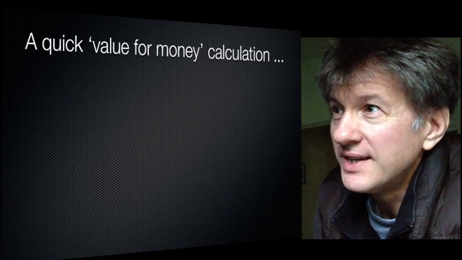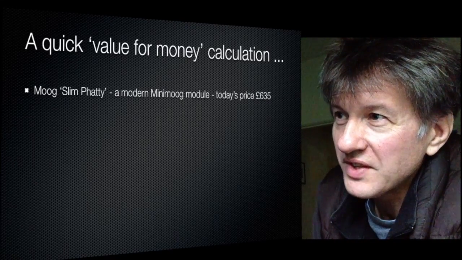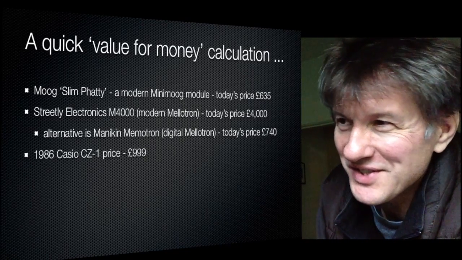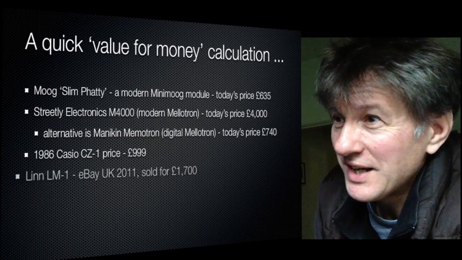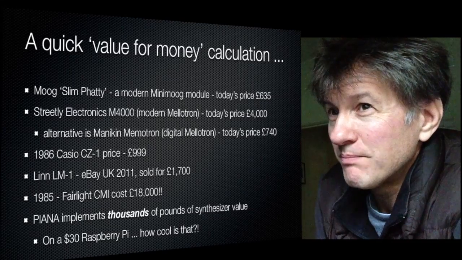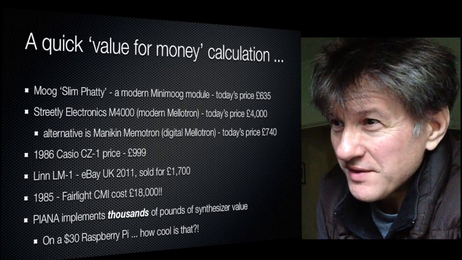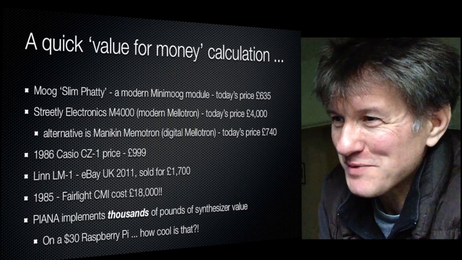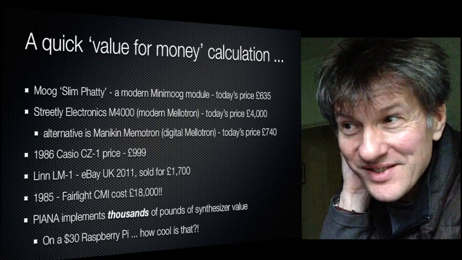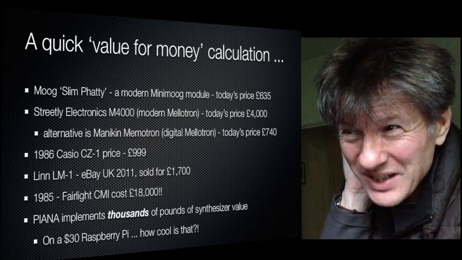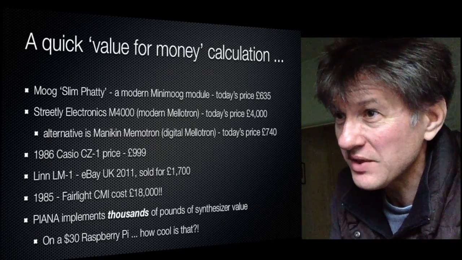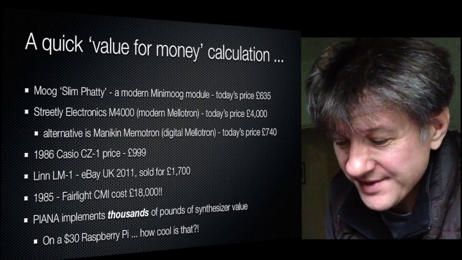Now, here's the interesting one. If you were to use all of the features that PIANA now offers, if you were to go back in time and buy the pioneering synths that did these things, how much would you have to spend? And it looks like well over 20,000 quid to buy what a $30 Raspberry Pi can do in 2012, which is pretty awesome, to be honest. And it's not the fastest machine on the block, so the fact that it can do all this at all is amazing. The fact that it can do 20,000 quid's worth of synthesizer for $30 is staggering.